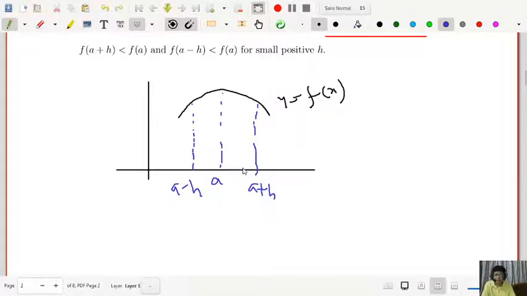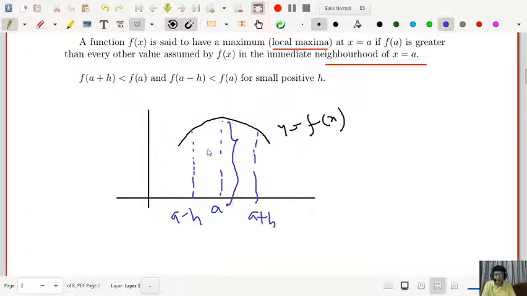You look at that, your value of f(a) is greater than f(a plus h) and f(a minus h). In both cases, your f(a) is greater, for small positive h. You have taken a very small positive h, so that means you have taken a small neighborhood of a. Maybe it looks magnified, but you have taken a very small neighborhood of a.